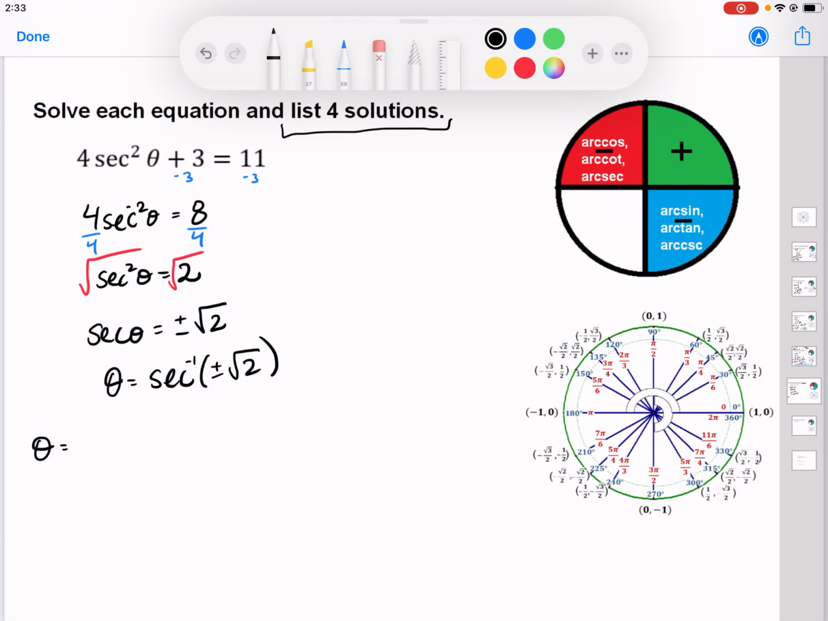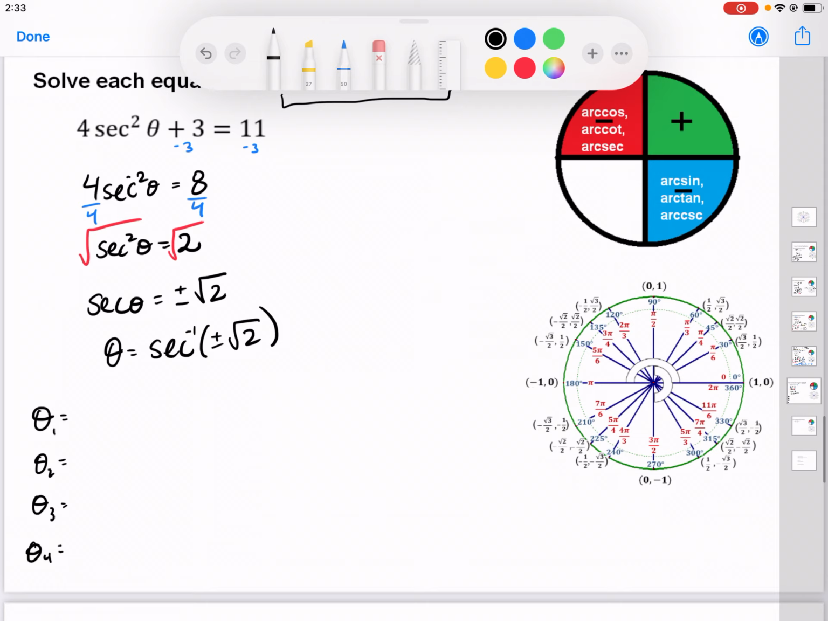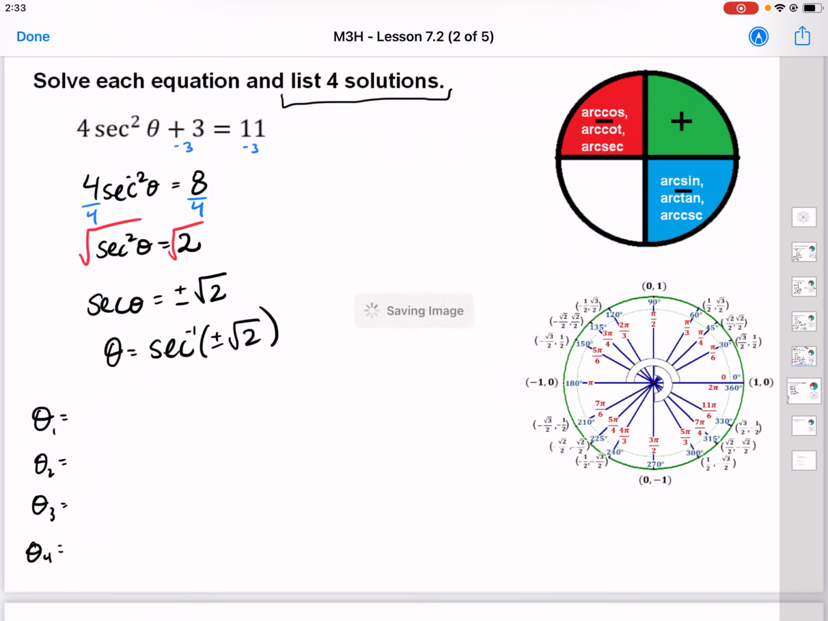Okay, so let's first do our general equations, and then we'll just list out those 4 angles we found. So secant is the same thing as, or it's the reciprocal of our x values. So 1 over x is square root of 2, so x is going to be square root of 2 over 2.